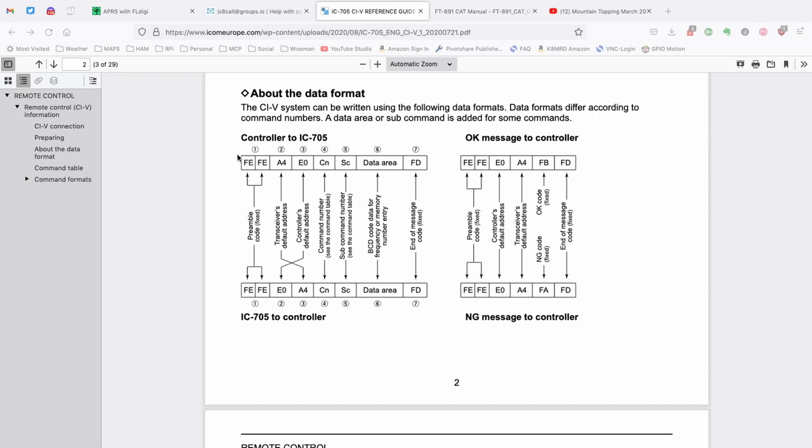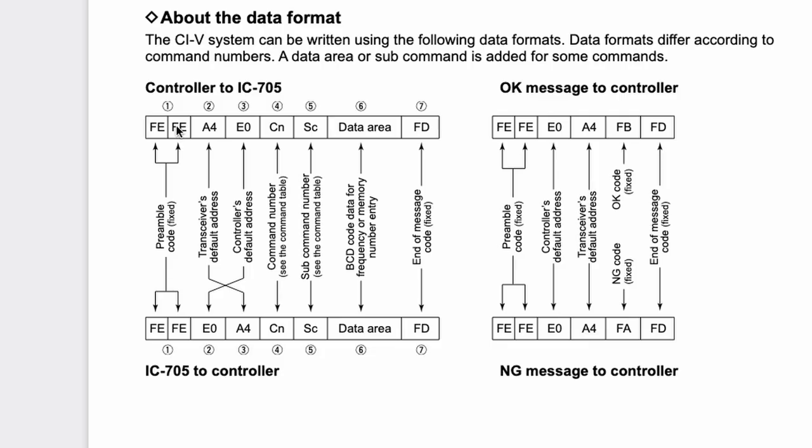So, we're going to look at this top box right here. The first two boxes will remain the same. They're the preamble for the command that you're going to use. The next box, where the A4 is, is the transceiver's default address. The next box with E0 is the controller's default address. And that may change, say, between the 705 and the 7300.